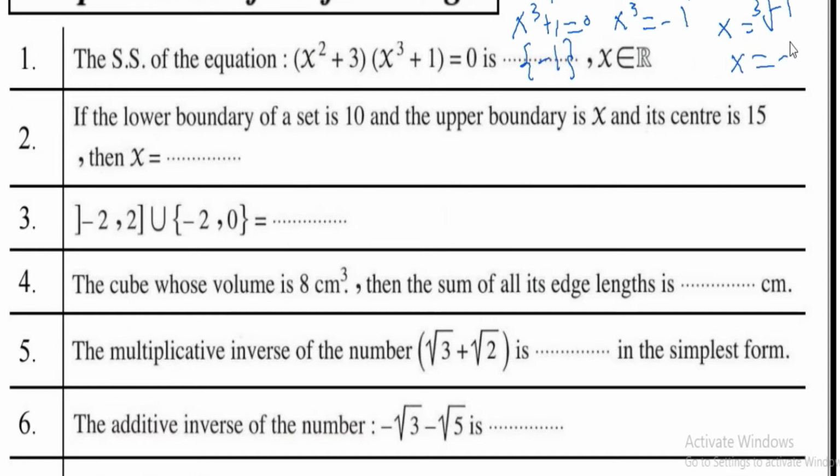The lower boundary, the lower limit of a set, is 10 and the upper is x, so the center is 15. Then we make an equation: lower plus upper, 10 plus x, over 2 equals 15. The center is 15, which means 15 over 1; cross multiplication. Therefore 10 plus x equals 2 times 15, which is 30. So 20 plus 10 equals 30, x equals 20.